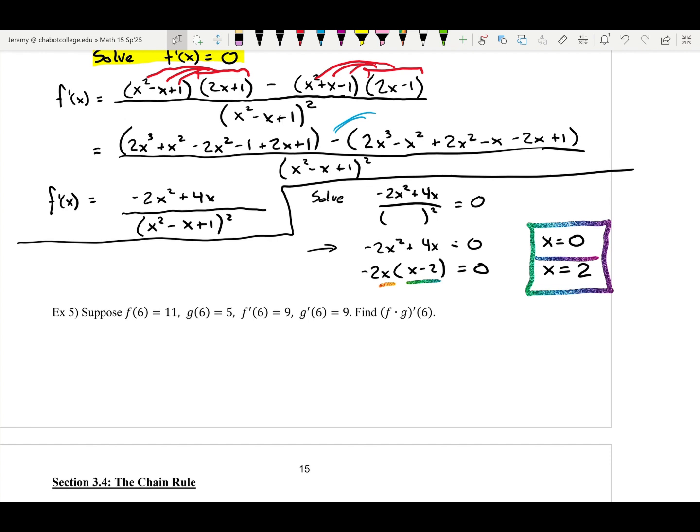We are not actually told what our functions f and g are. We're just given some basic ordered pairs really for the original function and the derivative. So for f, if f of 6 equals 11, that just means that this ordered pair 6, 11 is on f, right? And then this ordered pair 6, 5 is on g. Okay, and then what does this mean? F prime of 6 is equal to 9. So the derivative evaluated at 6 is 9.